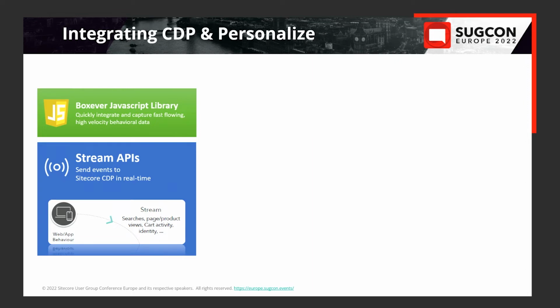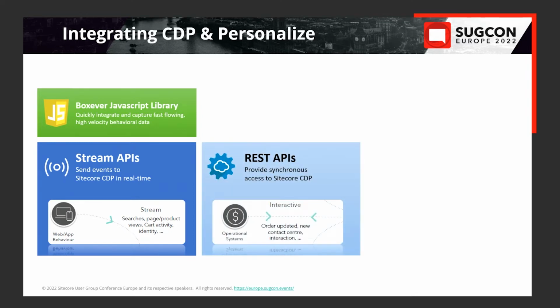So the most important one is the Stream API, which is where we send events to send information to the CDP. It is aided, if you are putting together a web application, by the Boxever.js library, which is a helper JavaScript library to shortcut things. There are a lot of helper methods there to make our life easier. Then you have the REST APIs. And I think everybody here is aware of what a REST API is. You can have synchronous and asynchronous access to CDP in multiple ways.